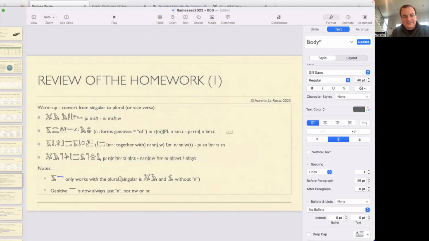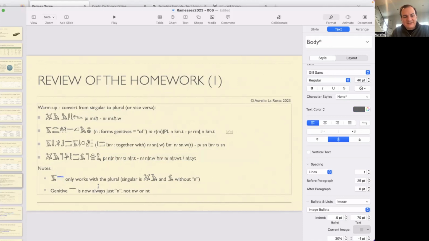So, things to call out from what I saw on the homework. Na en only works with the plural. So it could be na en remech, it could be na en necheru, but it could not be pa en or ta en. That's an easy mistake to make. But that can only be added in the plural.